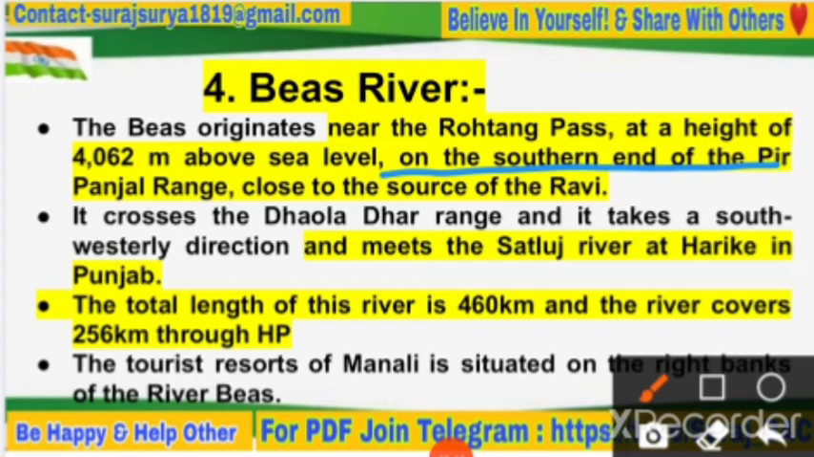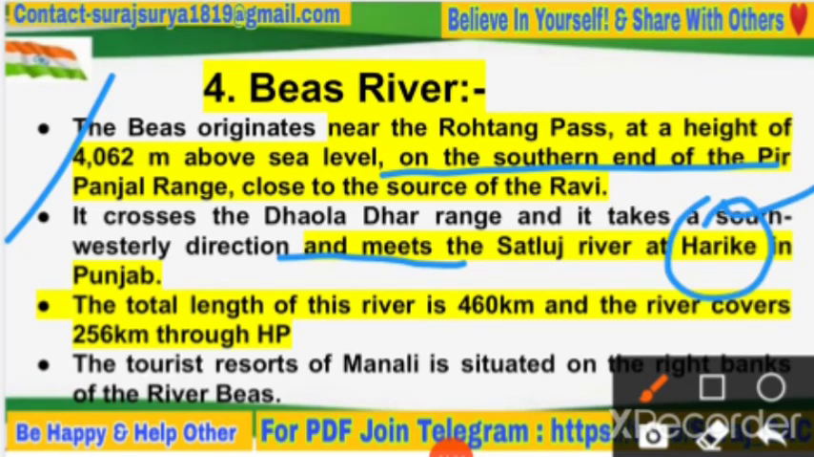These two rivers originate near the Rohtang Pass at a height of 4,062 meters above sea level, and you will find the Pir Panjal range on the southern side, very close to the origination point. It also crosses the Dholadhar range and takes a southwesterly direction. Then it meets the Satluj River at Harike. That is the important point which you must write in your notebook.